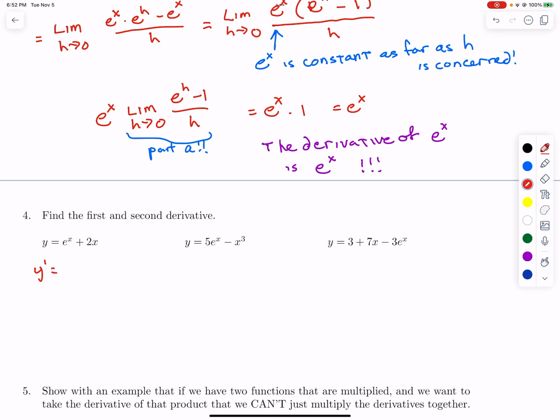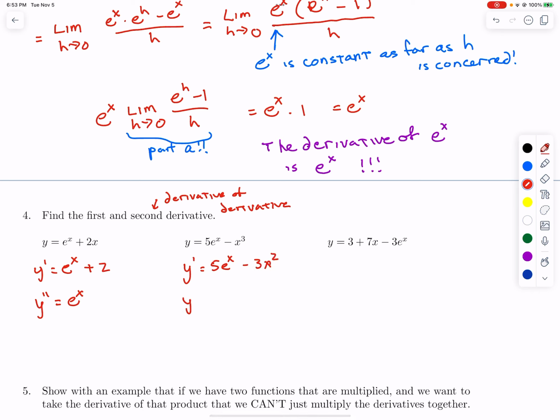Derivative notation, the prime notation, or the d dx thing. Derivative of e to the x is e to the x. Derivative of 2x is 2. Second derivative means derivative of the derivative. Okay. Derivative of 2 is 0. 5 comes along for the ride. Oh, so here's another function that is its own derivative.